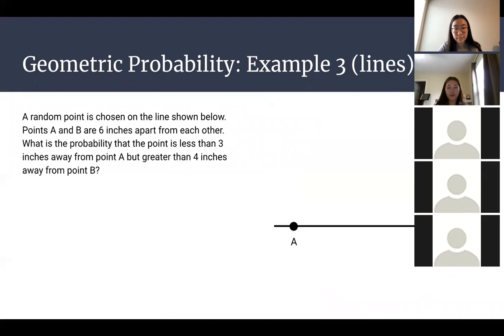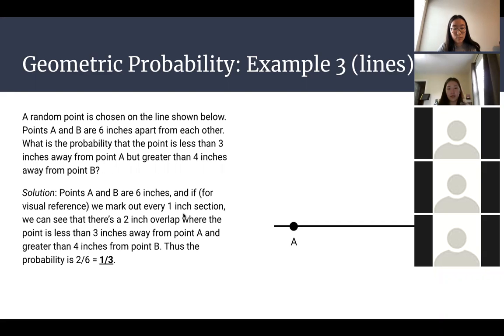Okay, and our third example is: a random point is chosen on the line below, and points A and B are 6 inches apart from each other. What is the probability that the point is less than 3 inches away from point A, but greater than 4 inches away from point B? We'll also walk through this one.